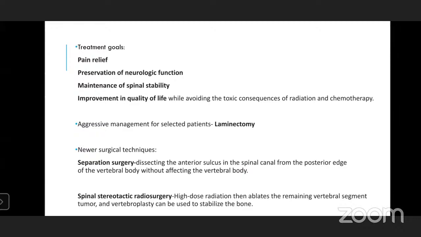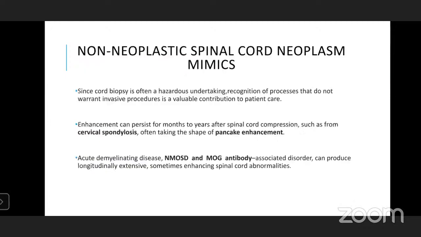However, coming to newer surgical techniques, which include separation surgery, which consists of dissecting the anterior sulcus in the spinal canal from the posterior edge of the vertebral body without affecting the vertebral body. This is usually followed by spinal stereotactic radiosurgery, where high-dose radiation ablates the remaining vertebral segment of the tumor, and vertebroplasty is then done to stabilize the bone.